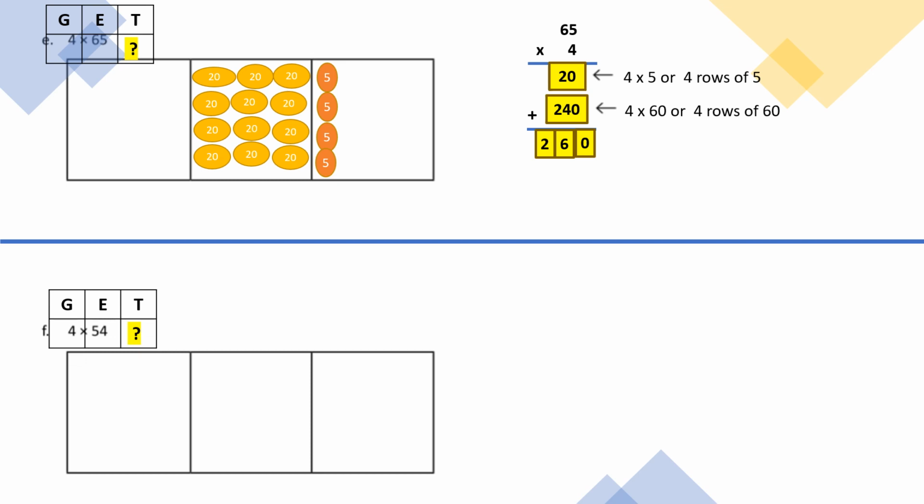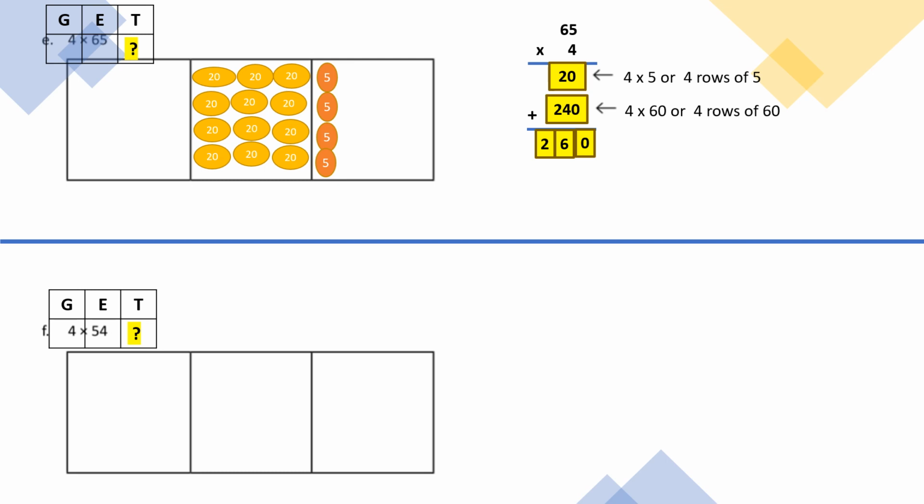Now let's go ahead and place our get chart right there above our equation so that we can see our groups, each and total. And remember, in multiplication equations, it's usually rows times columns equals total, which means we should have 4 rows of 54.